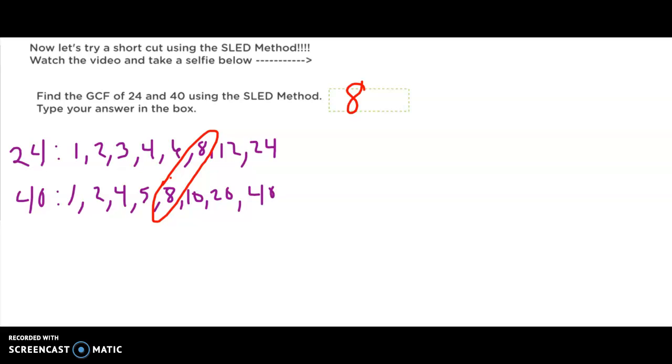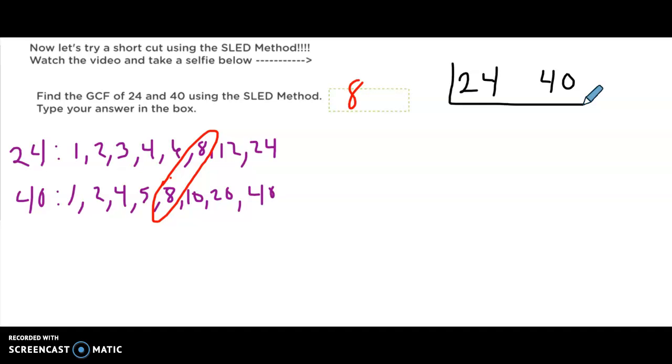So on your board, let's write 24 and 40. All right, you wrote the 24 and 40? Let's put them in a sled. Now, what does it look like? It looks like an upside down division sign. Well, that's exactly what it is. It's an upside down division sign.